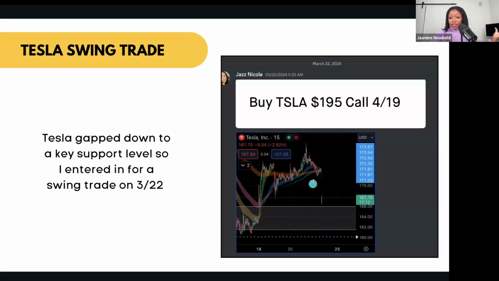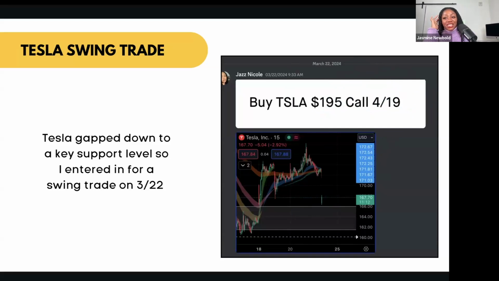Fell down here. Honestly, look at this huge gap. We fell down here to this 165, 166 area. So I decided to get into a swing trade. I got in on the 22nd of March. The expiration date wasn't until the 19th of April. So I gave it plenty of room and time, but I also got it super out the money because that's the one that I could afford because I'm trading with a small account. So the strike price on this was $195, and we're down here at 165, 167. Yes, it's out the money, but it had a lot of time to play out.